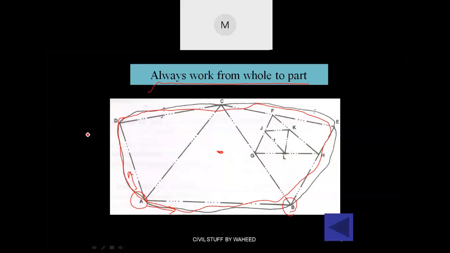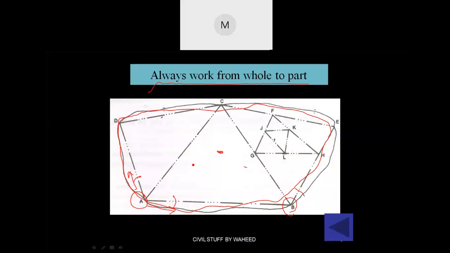Those are nothing but control points. And here the outer lines that you are fixing, these lengths are called survey legs, main survey lines. Means first you fix the boundary points and then you have to come into the middle, from the outer to the inner side.